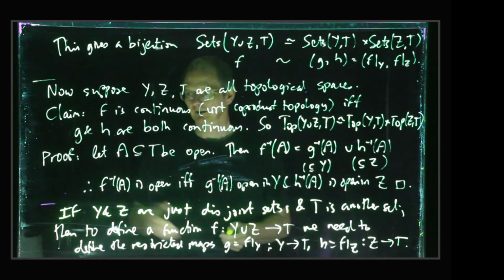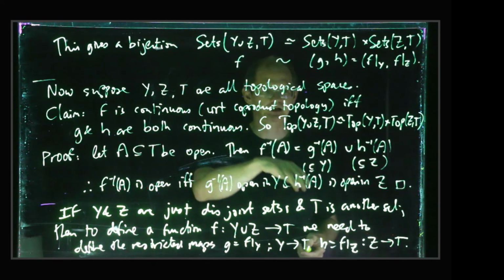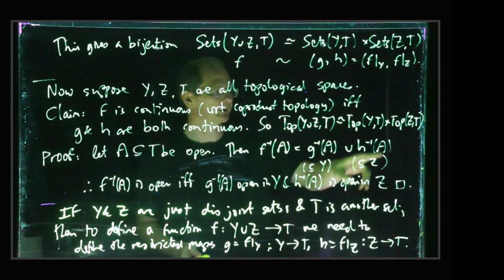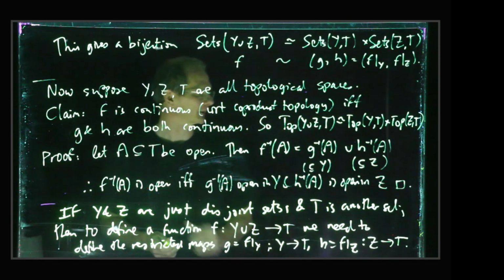f is continuous if and only if every such pre-image is open, and G is continuous if and only if every G inverse A is open. H is continuous if and only if every H inverse A is open, and so it all fits together.